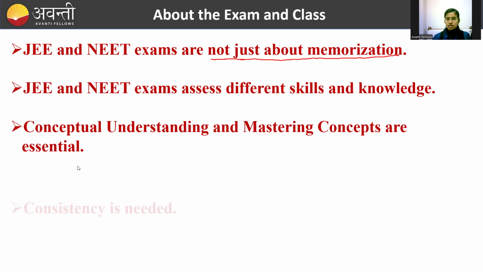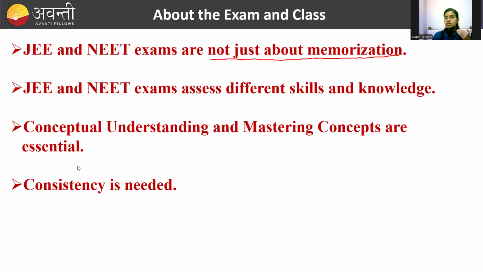And then consistency is needed, especially for chemistry. What is consistency? Can anyone tell me what is consistency? Very good, Priyanka. Yes, continuous. Consistency means something you need to do continuously. So every day you have to give some time for chemistry. Not only for chemistry, for all the three or four subjects. Every day you have to spend some time.